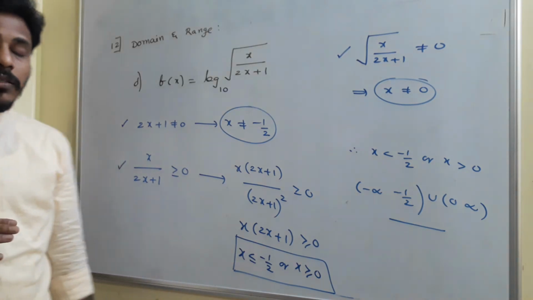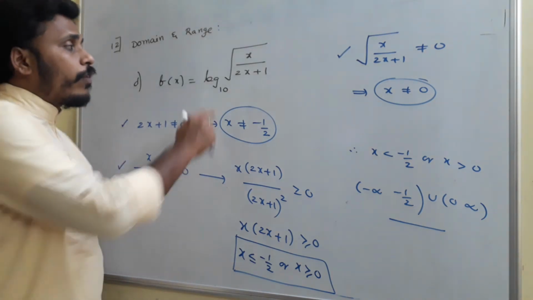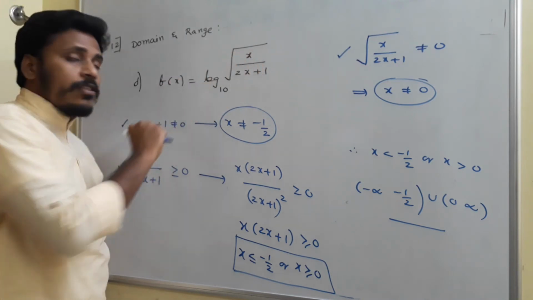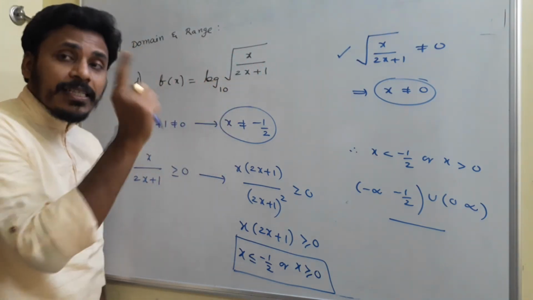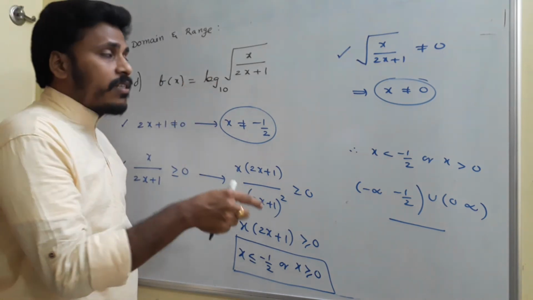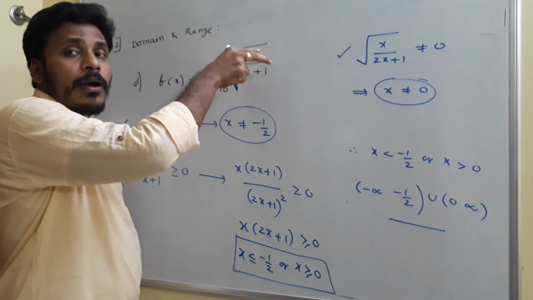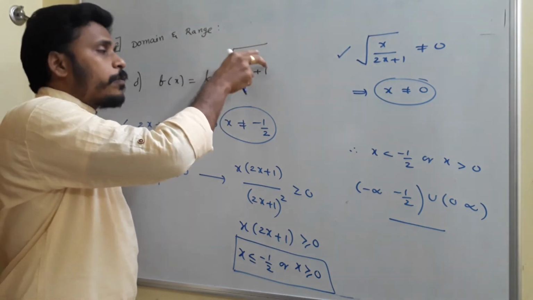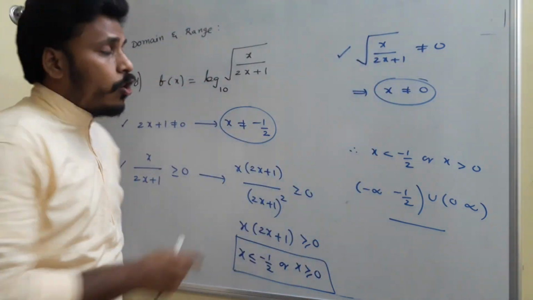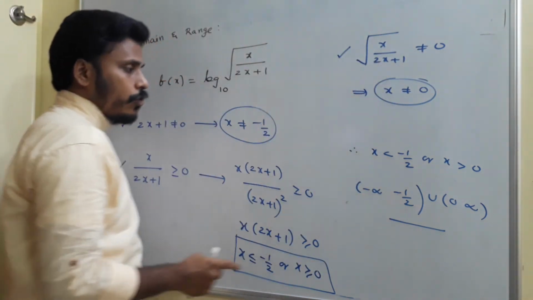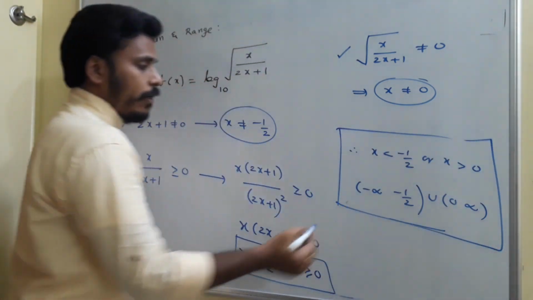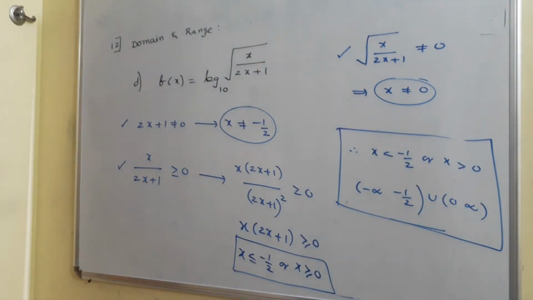Just have a look. This is the way of finding the domain for these types of functions. x by 2x plus 1 exists whenever the denominator is not equal to 0. Square root exists whenever this fraction is greater than or equal to 0. Logarithm exists whenever this is positive. This is always positive, but sometimes it becomes 0. But 0 is also not allowed for logarithm, so take that it is not equal to 0. By combining these three restrictions, at the end, this is the domain. Have a look and then I will discuss the range.